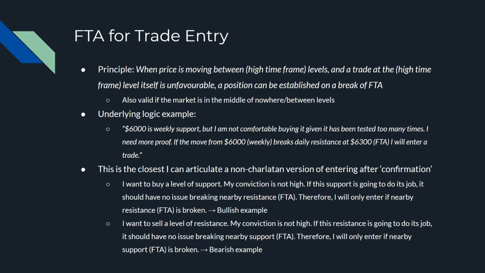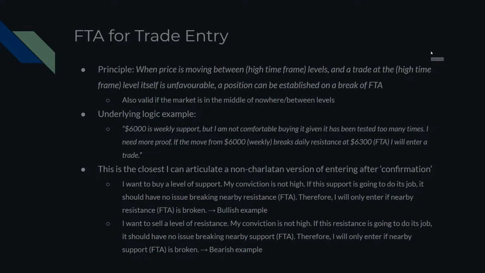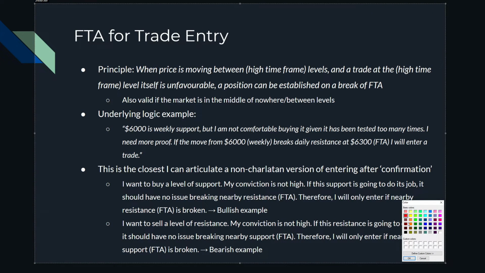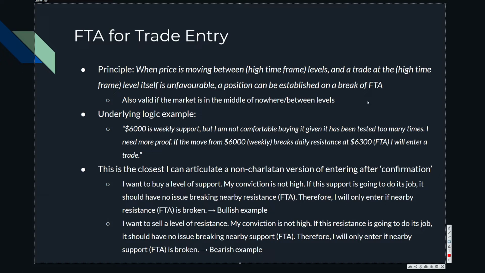This is the key concept with regard to FTA for trade entry. You're waiting for more proof to do business at, near, or from a technical structure. So if the move from 6K weekly breaks daily resistance at 6,300 FTA, I will enter a trade, right? So again, we can dissect this. Let me get my red pen out because red means important, obviously. So level itself is unfavorable. The position established in the break of FTA.